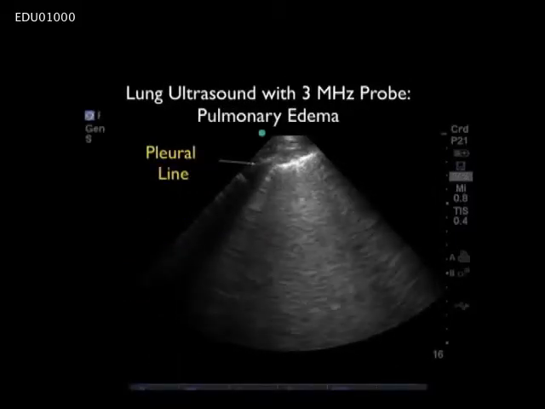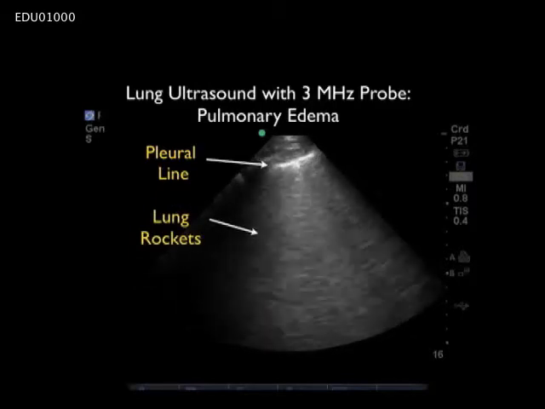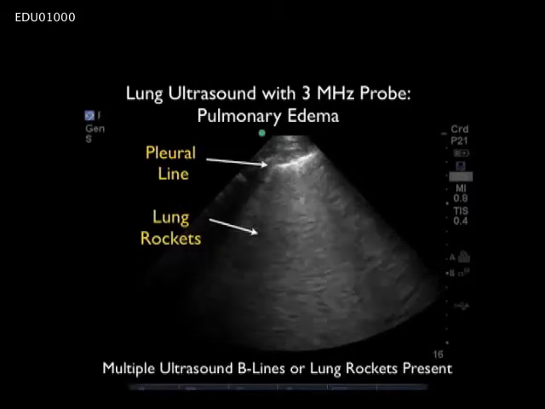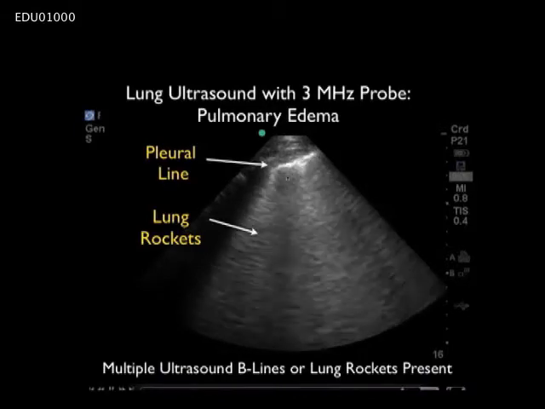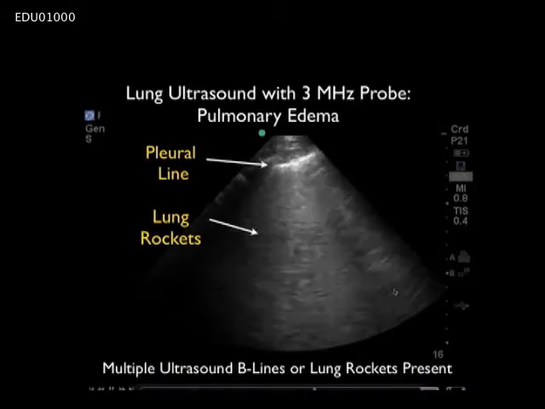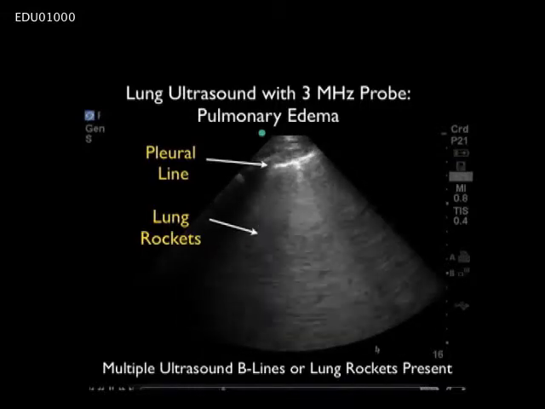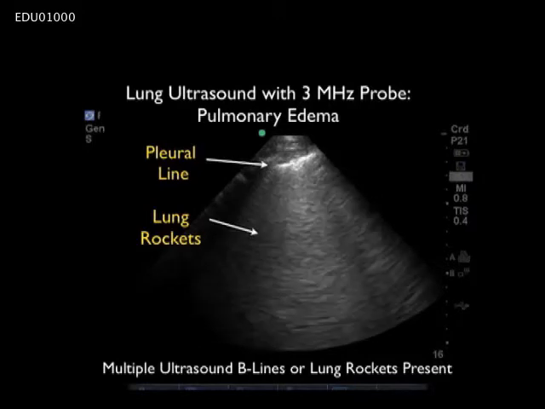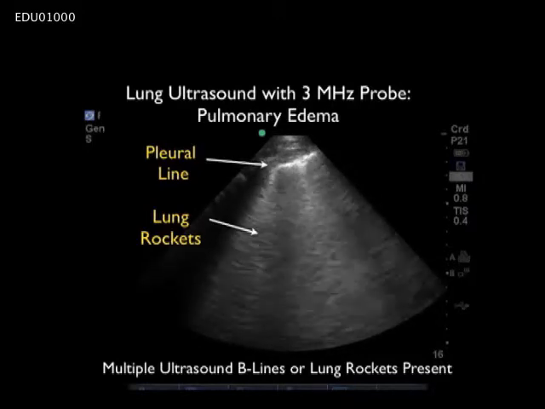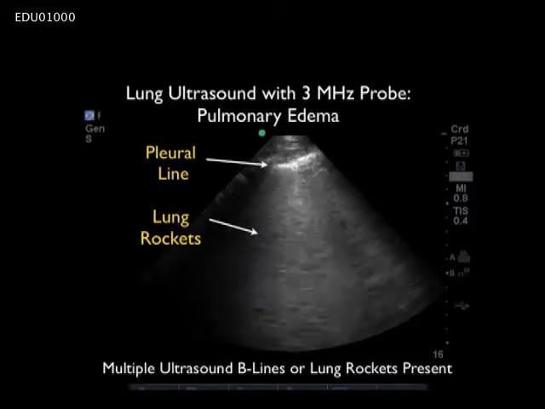In contrast, let's take a look at this video clip taken from a patient who presented with acute pulmonary edema. Here we see the pleural line as taken with a 3 MHz lower frequency probe, and instead of those repeating horizontal lines, the A lines that we saw in normal lung, now we see the development of these vertical lines known as lung rockets. And here we see the lung rockets emanating all the way to the back of the screen using the 3 MHz probe.